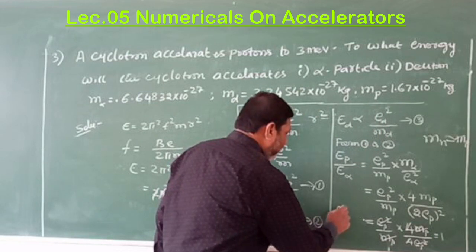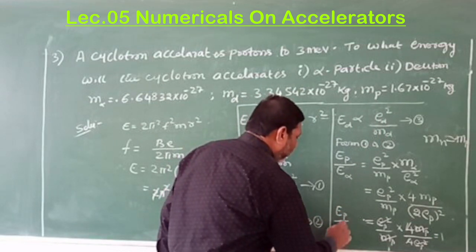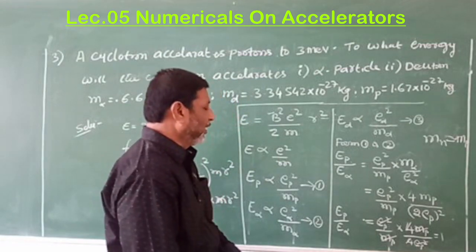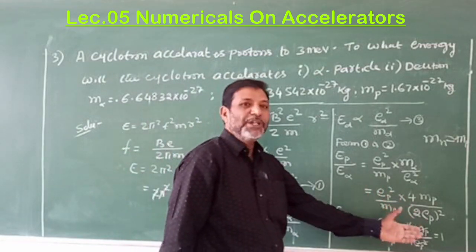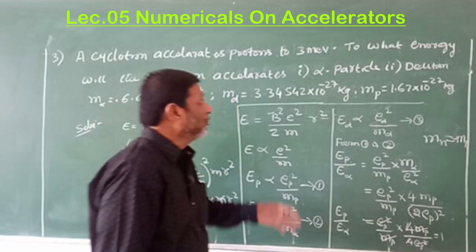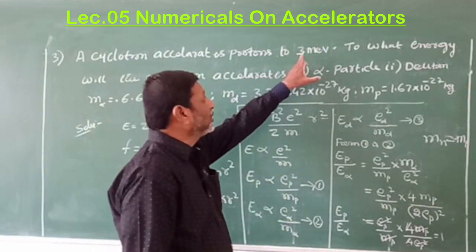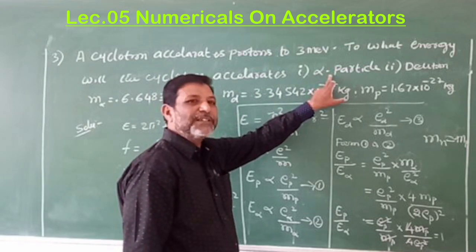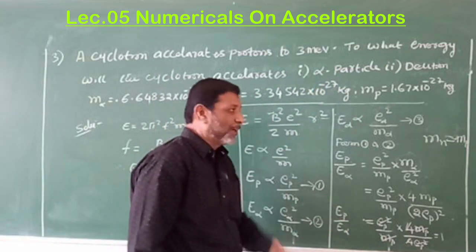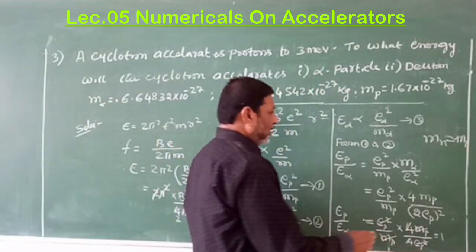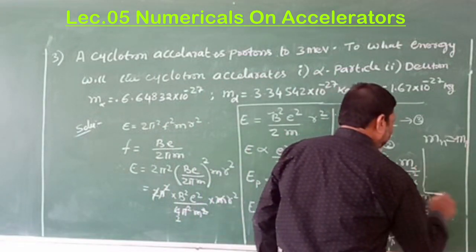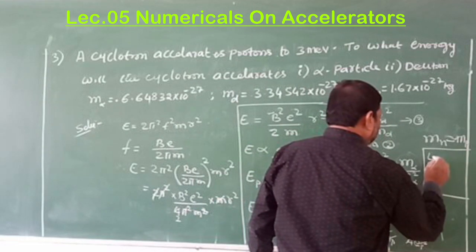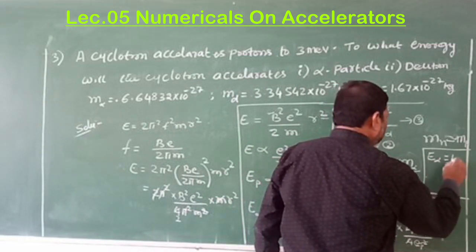Therefore, EP divided by E alpha is equal to 1. When you cross multiply here, E alpha is equal to EP. That means if the proton is accelerated to 3 million electron volts, then the alpha particle is also accelerated to the same energy. Therefore, from this, E alpha is equal to EP.